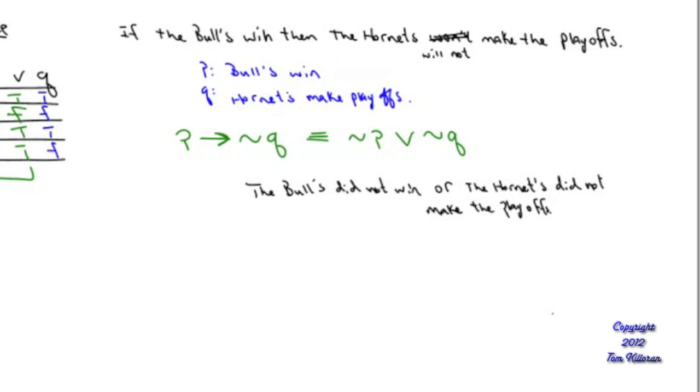These two sentences mean exactly the same thing, but it doesn't seem like they do. It doesn't make any sense. But by their truth tables, by their equivalence, they have to mean exactly the same thing. So if the Bulls win, then the Hornets will not make the playoffs, means the same thing as the Bulls did not win or the Hornets did not make the playoffs.